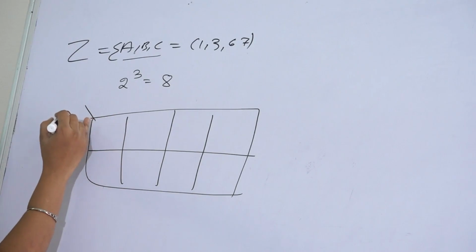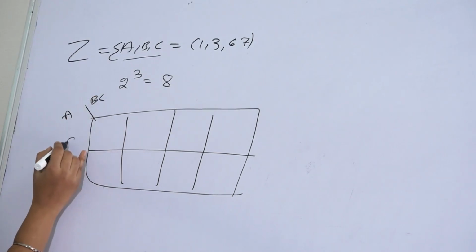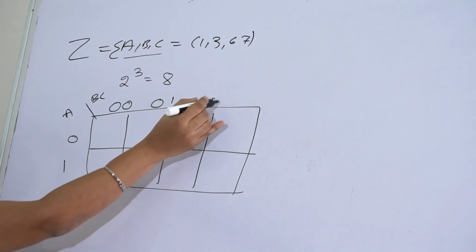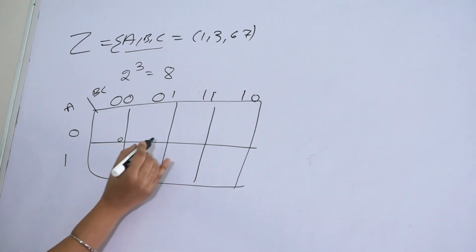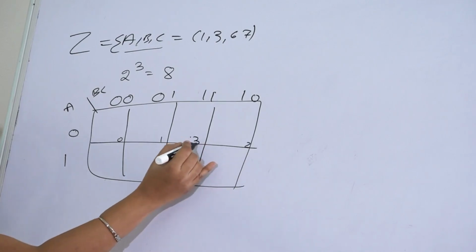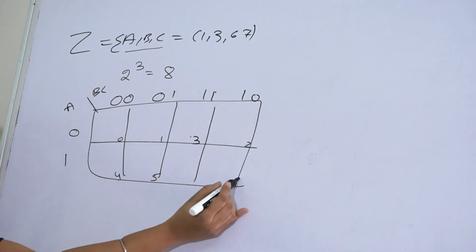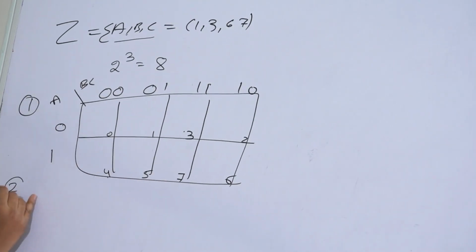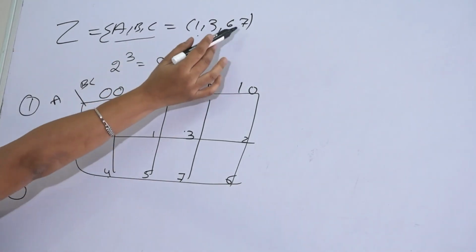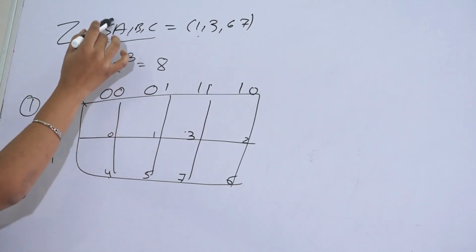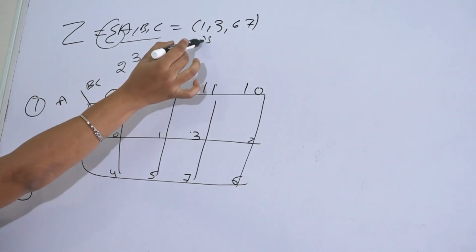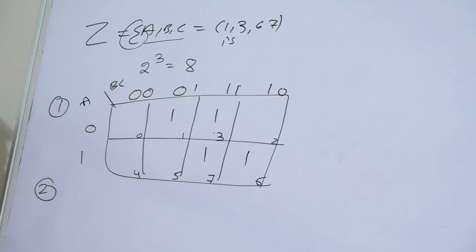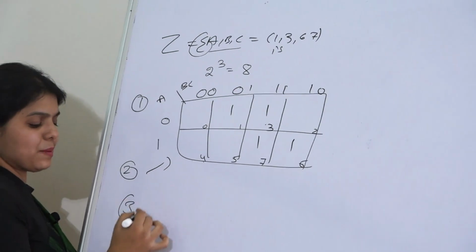Here I label A, here I label BC. 0, 1 for A, and 00, 01, 11, 10 for BC. Cells 0, 1, 2, 3, 4, 5, 6, 7. This is step 1. What do I do in step 2? I will place all the min terms of the function. As this is sigma, these are represented as ones. So 1, 3, 6, 7. This is step 2.